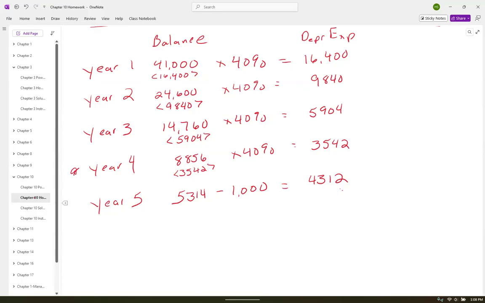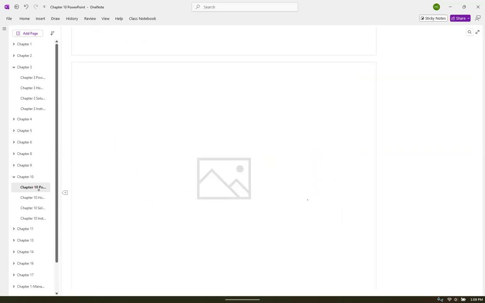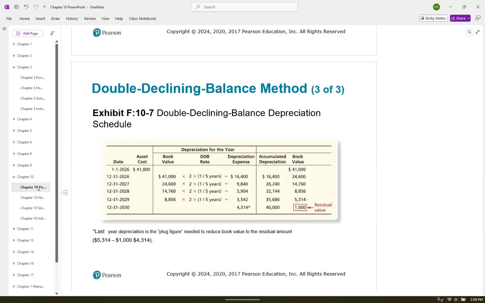So this is a good problem to put in Excel, and then you just drag and drop your formulas, and then when you see it go to, there's no salvage value, go back and adjust that last line. Okay. But double declining balance looks crazy because it's so much on the front end and it's an accelerated method. So it does tend to do that every single time.